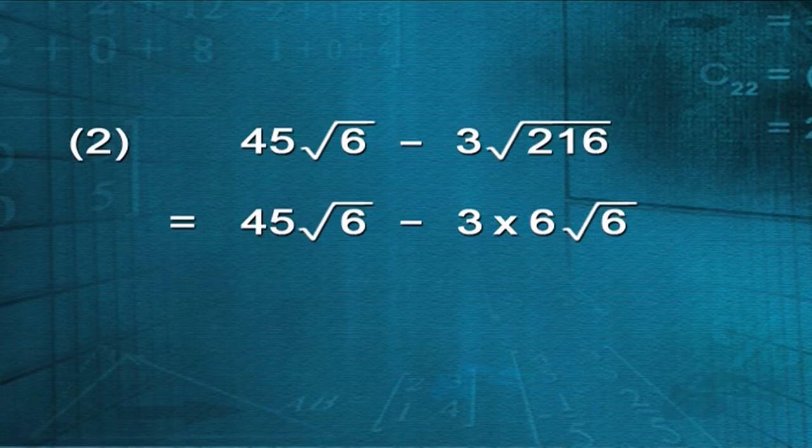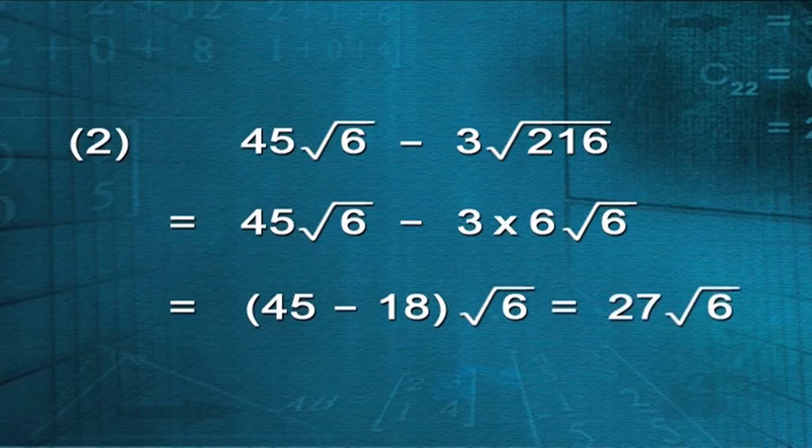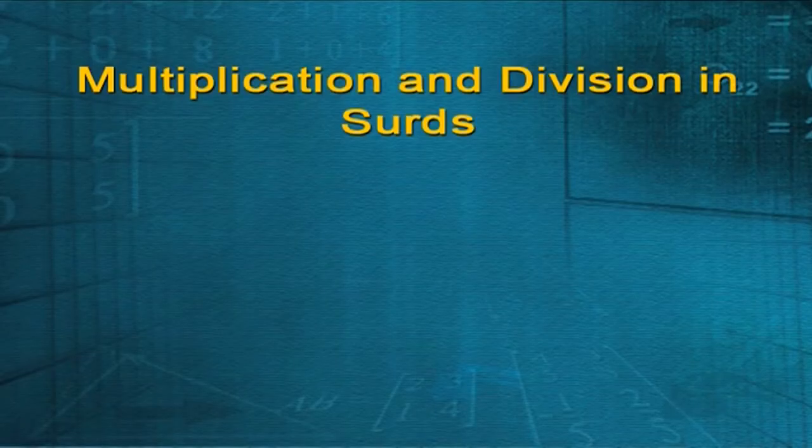Now, in both the surds, you have under root 6 common, which is the irrational factor. So, we will take that irrational factor outside the bracket, and inside we will get 45 minus 18, which is equal to 27 root 6. So, this is how we add or subtract surds. Let us see multiplication and division in surds.